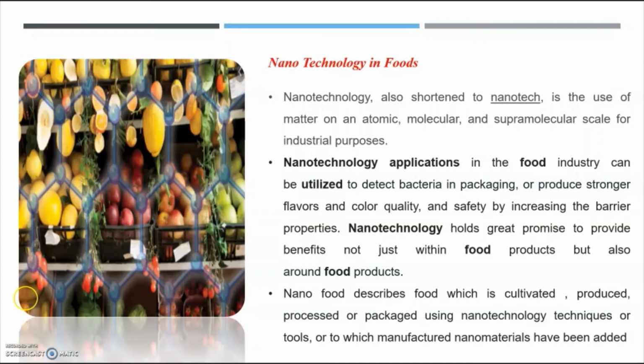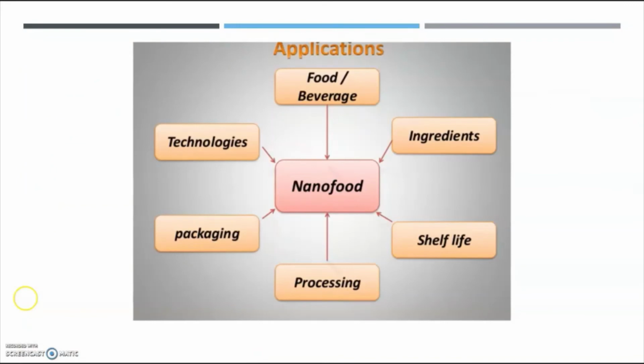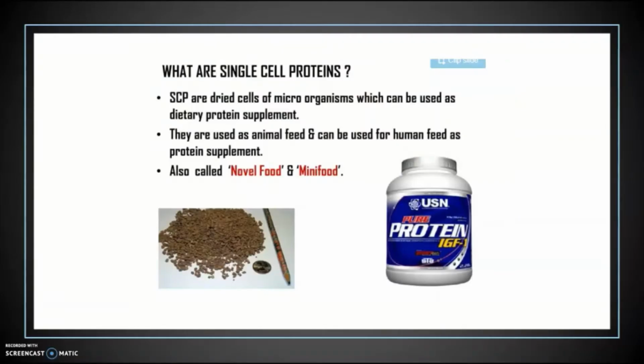Nanofood describes food which is cultivated, produced, processed or packaged using nanotechnology techniques or tools, or to which manufactured nanomaterials have been added. So, these are the applications of nanofood in various fields like food or beverage ingredients. Single cell proteins are dried cells of microorganisms which can be used as a dietary protein supplement. They are used as animal feed and can be used for human feed as a protein supplement. Also called novel food and mini food.